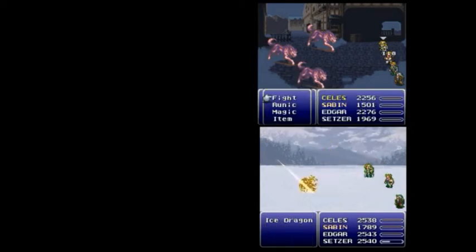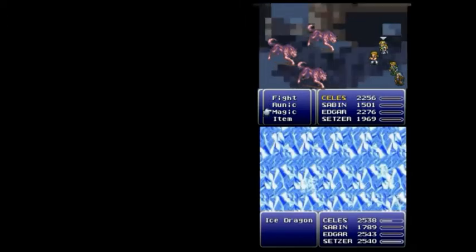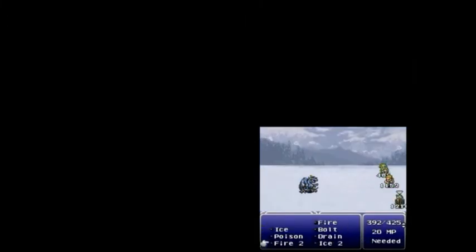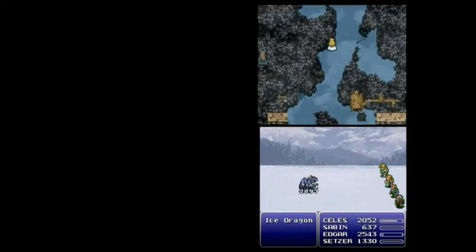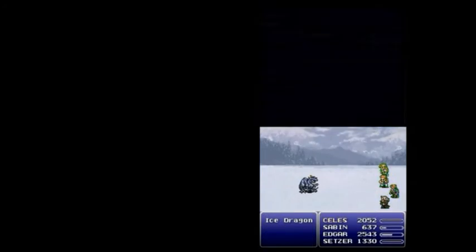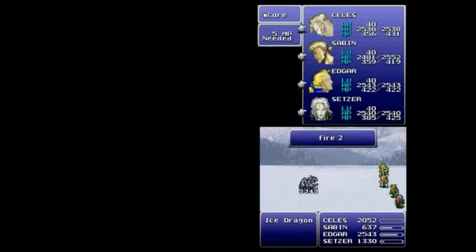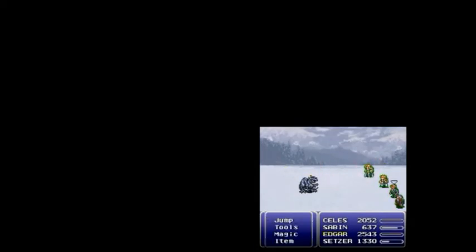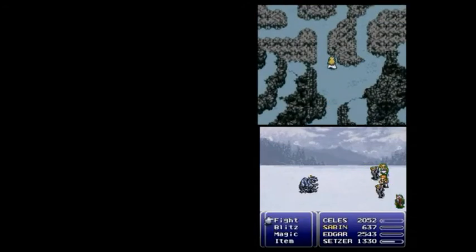I'm not sure why he moves Sabin to the front row here, instead of Fire 2-ing again. I don't understand where he's going with that. But it probably doesn't make that much of a difference anyway.